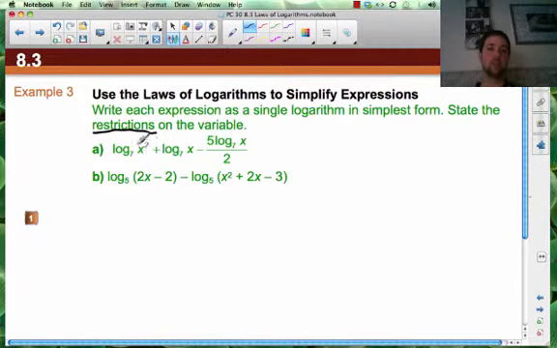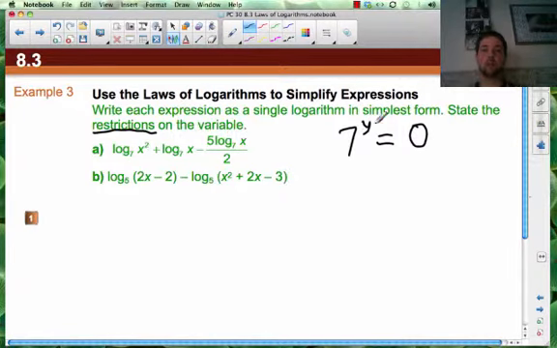Now, the restrictions on the variable, let's take a look at these first. We are not allowed to take the log of 0 or a negative number because there is no statement, let's say our base is 7, there is no y value in the world that will make this true. Nothing. There's nothing that you can raise 7 to the power of that will make this thing 0.